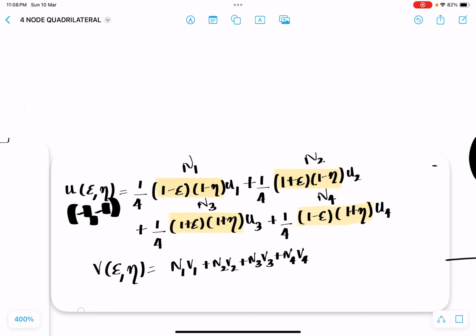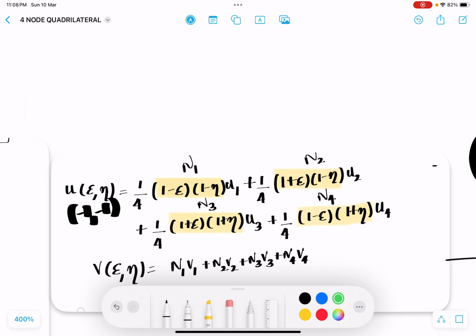Now, the second pattern that I want you to see is, localize your attention on this particular term. Maybe I can use a different color. This term, right? 1 minus epsilon. What is that term? Well, it is 1 minus epsilon, but if you look very carefully at that term, 1 minus epsilon is an equation of a straight line.